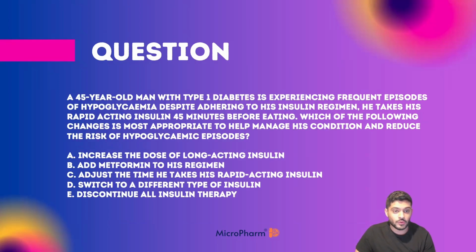A 45-year-old man has type 1 diabetes, experiencing frequent episodes of hypoglycemia. He's adhering to his insulin regimen. He takes his rapid-acting insulin 45 minutes before eating. Which one of the following changes is most appropriate to help manage his condition and reduce the risk of hypoglycemia?